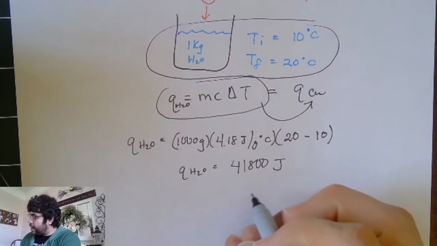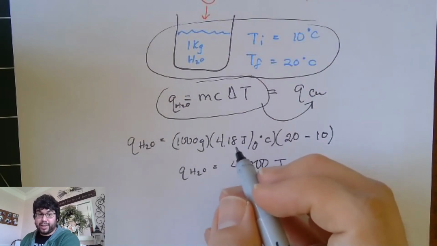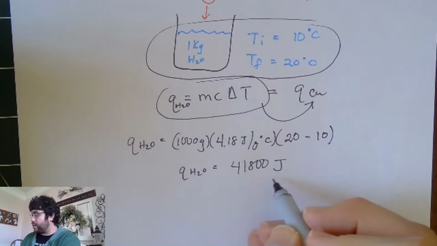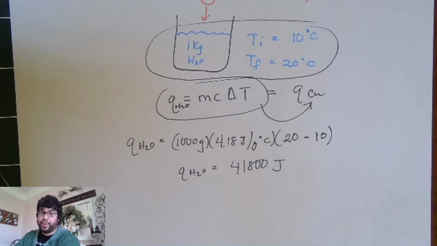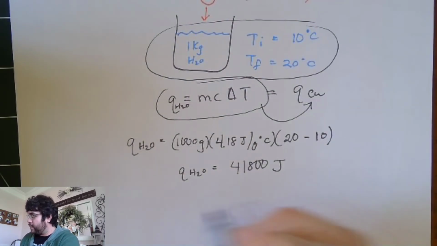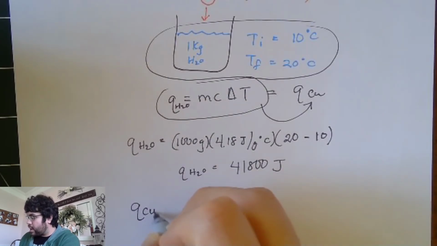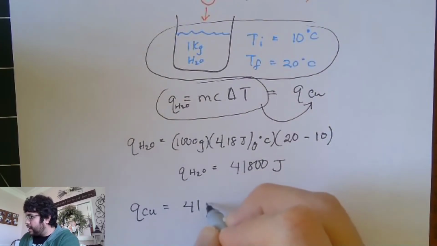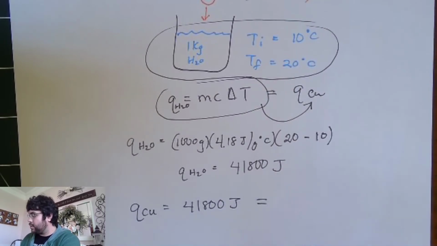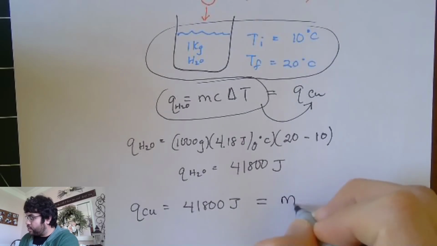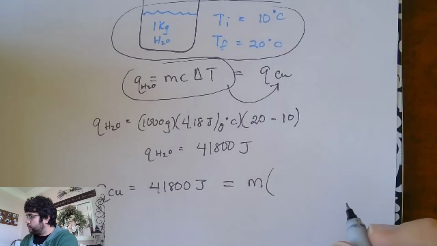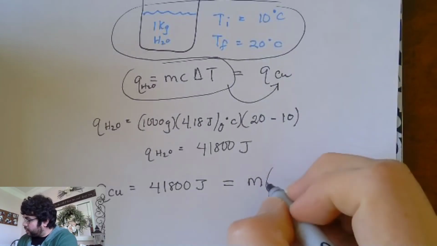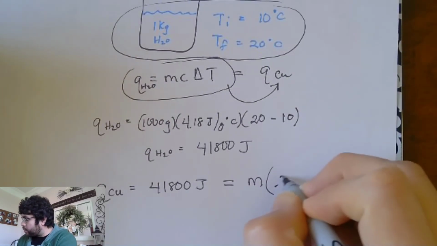Okay. Now, that copper has got to give up, therefore, that much energy. So some amount of copper put into that water has got to give up 41,800 joules of energy. Let's do that. So Q of copper is equal to 41,800 joules. And that's mc delta T. I don't know the mass of the copper, but I know the specific heat, 0.39.